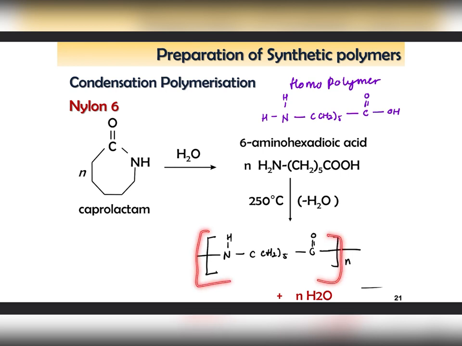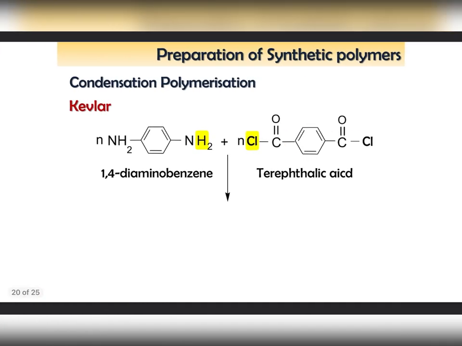Okay, so dekat bahagian tengah ni, since dia repeating berulang-ulang, CH2. So ini ada 1, 2, 3, 4, 5. So sebab tu you can write in this form. Right, so next kita tengok formation of Kevlar.